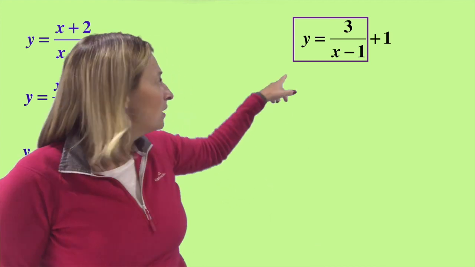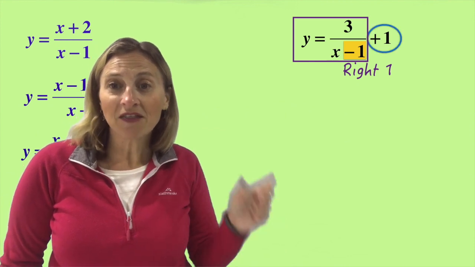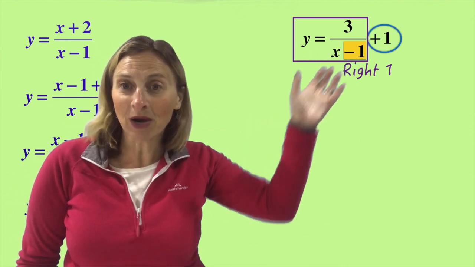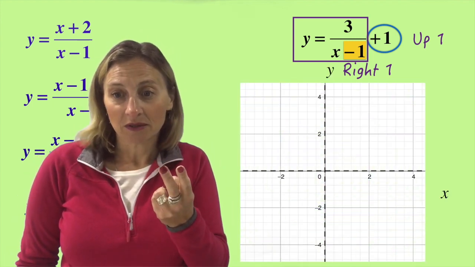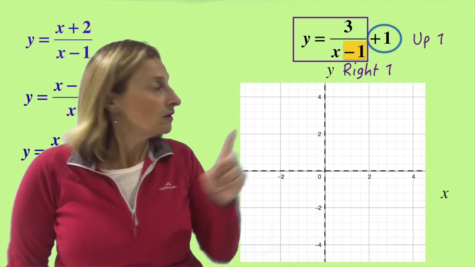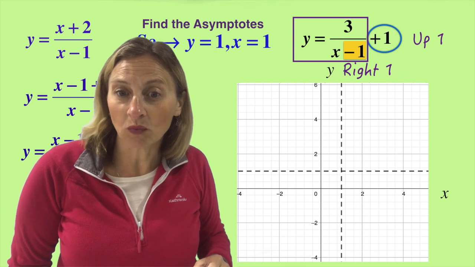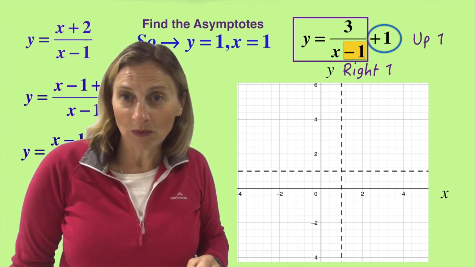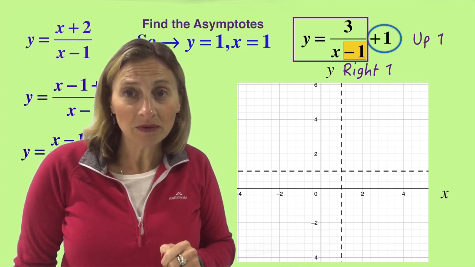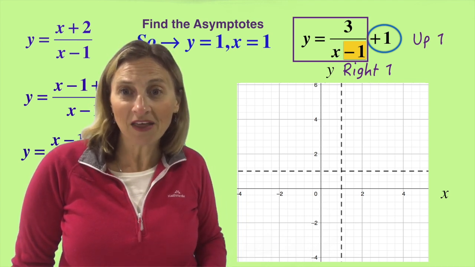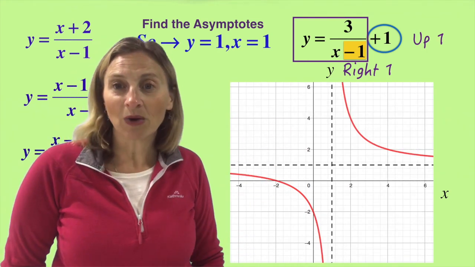And this time I know that the graph is moved to the right one because it's x minus 1. And the graph goes plus 1, which is up 1. So I know that I'm going to have two new asymptotes. The graph has gone up 1, which means that y can't equal 1. So y equals 1 will be my asymptote. And x minus 1 can't equal 0, so x equals 1 will be my other asymptote. So I label my two asymptotes on the graph, x equals 1 and y equals 1.